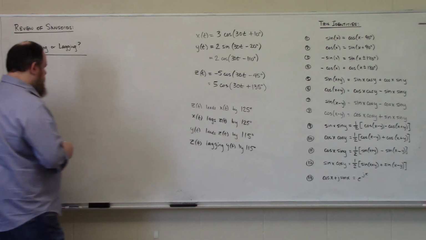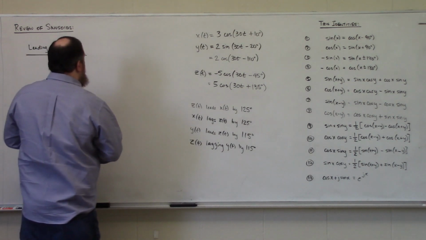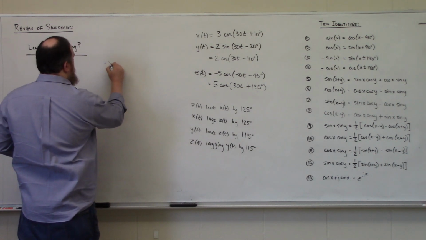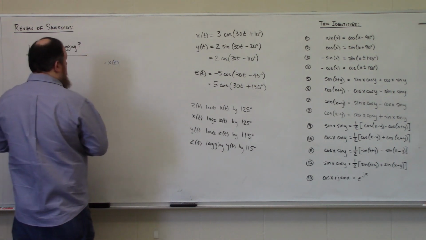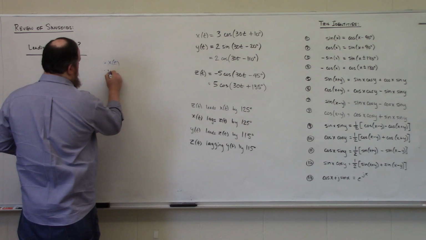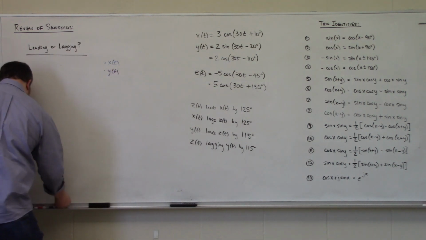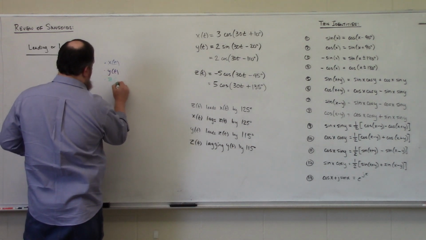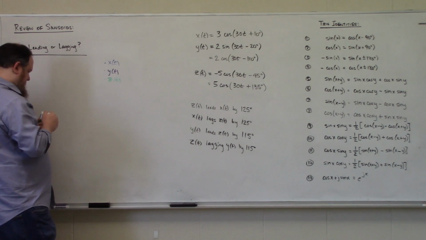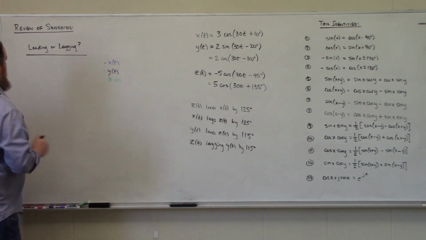So, I guess I should have left, let's see, blue was x of t, I believe. Purple was y of t. And green was z of t. So, a phase diagram, let's start there.